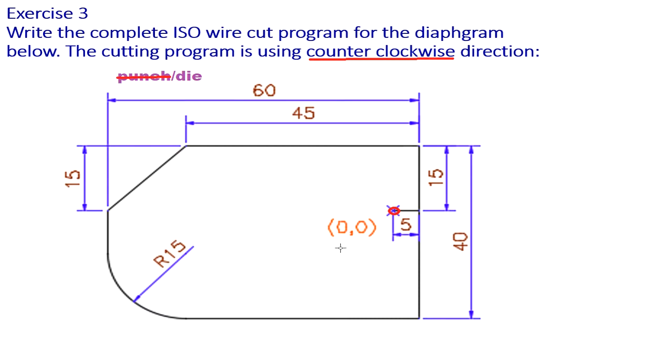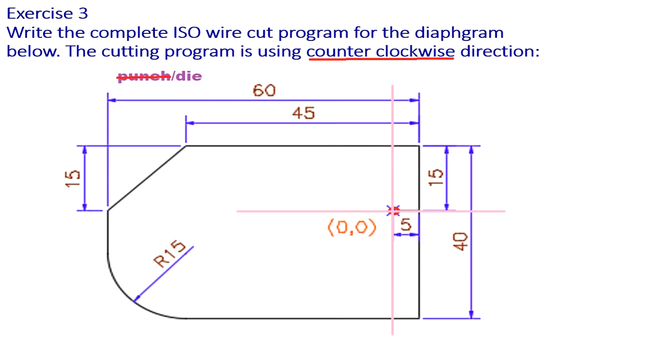Now the starting point is 0, 0 here. So we draw a line for axis X and axis Y. This is for Y and this is for X. Okay, for this 0, 0.